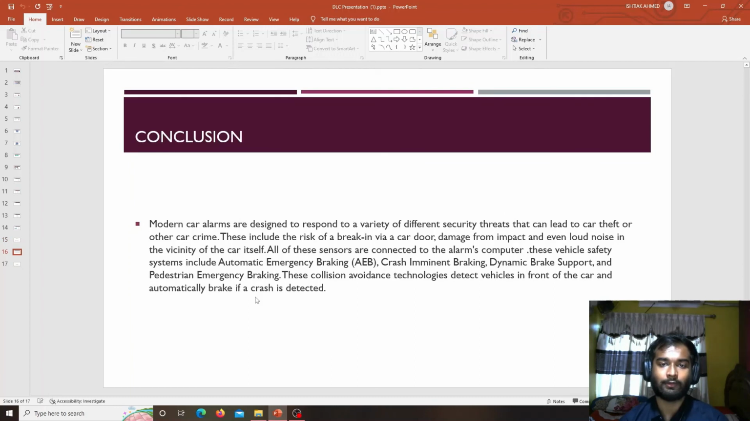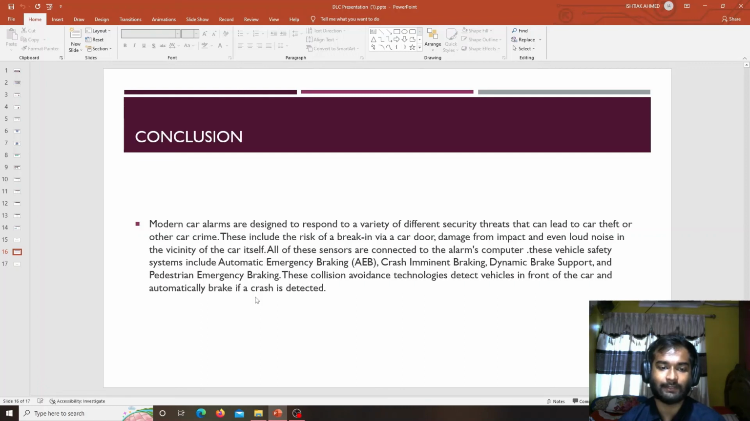So, in conclusion, we can say that the car alarm system plays an important role in car security. Modern car alarms are designed to respond to a variety of security threats that can lead to car theft or other car crimes. These include the risk of a break-in via a car door, damage from impact, and even loud noise in the vicinity of the car itself. All these sensors are connected to the alarm's computer.